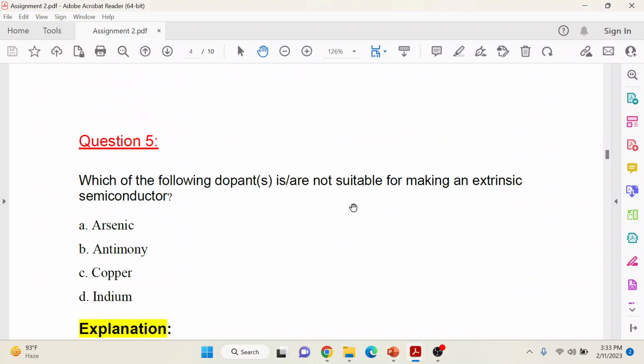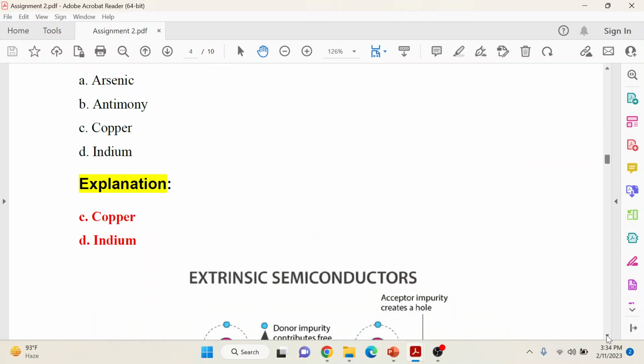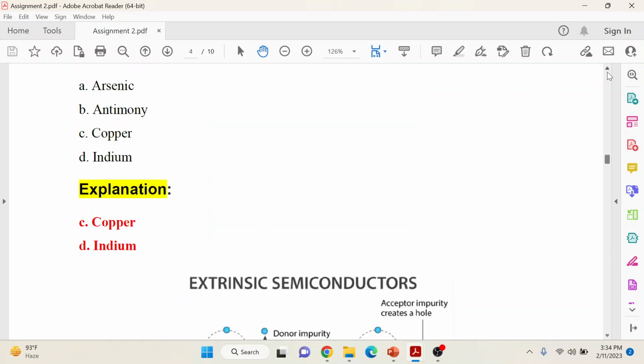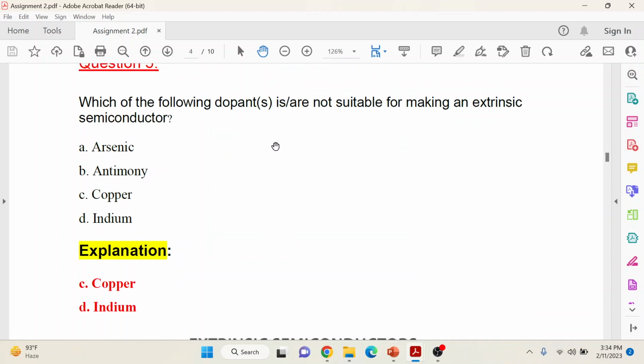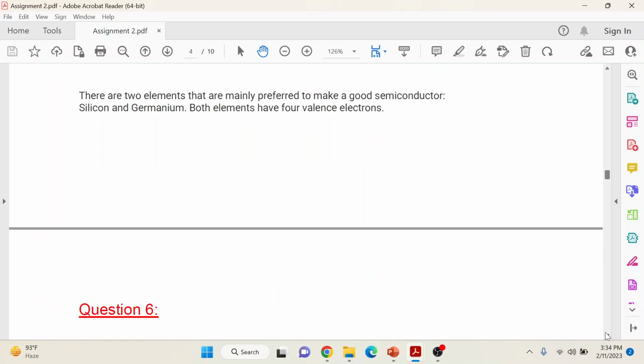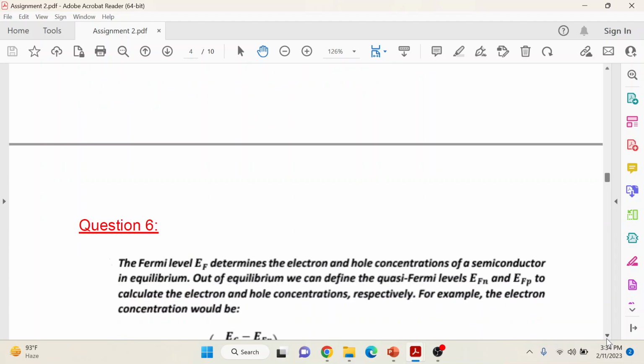In order to make an extrinsic semiconductor, keeping in mind the basic condition, the correct answers are copper and indium. In extrinsic semiconductors, the acceptor impurity should create a hole or the donor should contain a free electron, and in that case only two atoms among these four can be used as dopants, but not arsenic or antimony, because they both have four electrons in silicon and germanium.